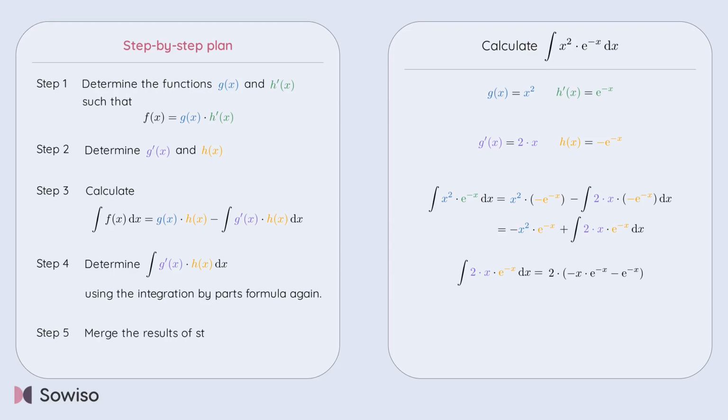Step 5. Merge the results of step 3 and step 4. Substituting the result from step 4 into step 3 gives us the solution to the integral of x squared times e to the power of minus x, which is minus x squared times e to the power of minus x plus 2 times the quantity minus x times e to the power of minus x minus e to the power of minus x, plus the constant of integration c.